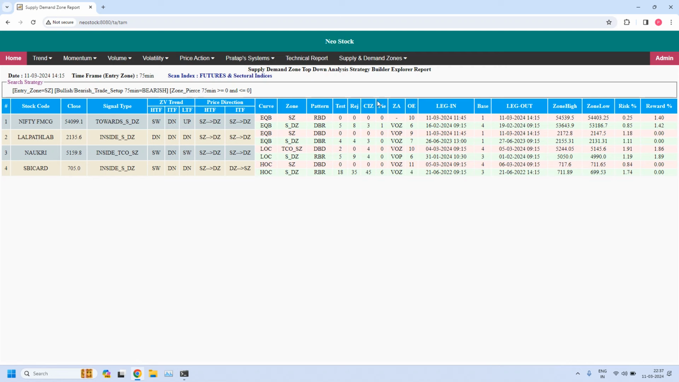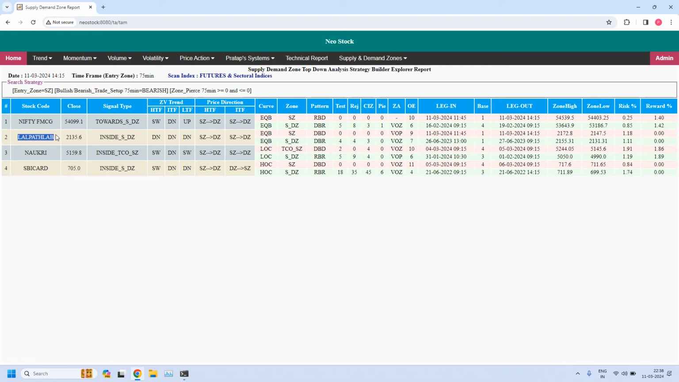See here in the pierced count, all the supply zones are having 0 as a count. Demand zone might be having, because we set the value for supply zones, because our entry zone is supply zone. Currently these 4 stocks are supporting bearish trade setup. Even Lalpath Lab is supporting both monthly income trade as well as weekly income trade.